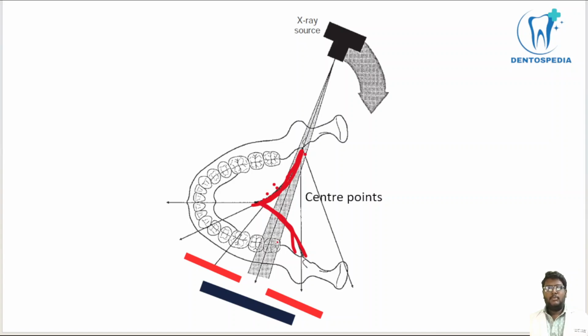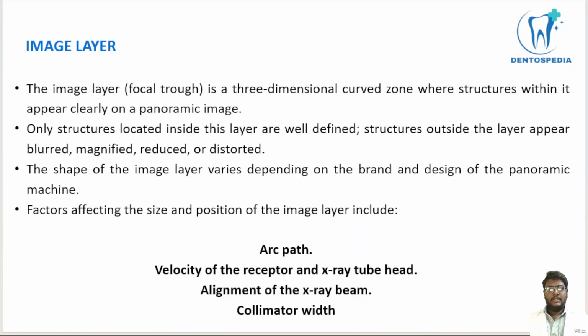For example, if the molar is the point of interest, the center of rotation will be here. And if the point of interest is the premolars, the center of rotation will be here. And if the point of interest is mandibular incisors, the center of rotation will be here. So when we combine all these centers of rotation, we will get this kind of arc. And what is image layer?